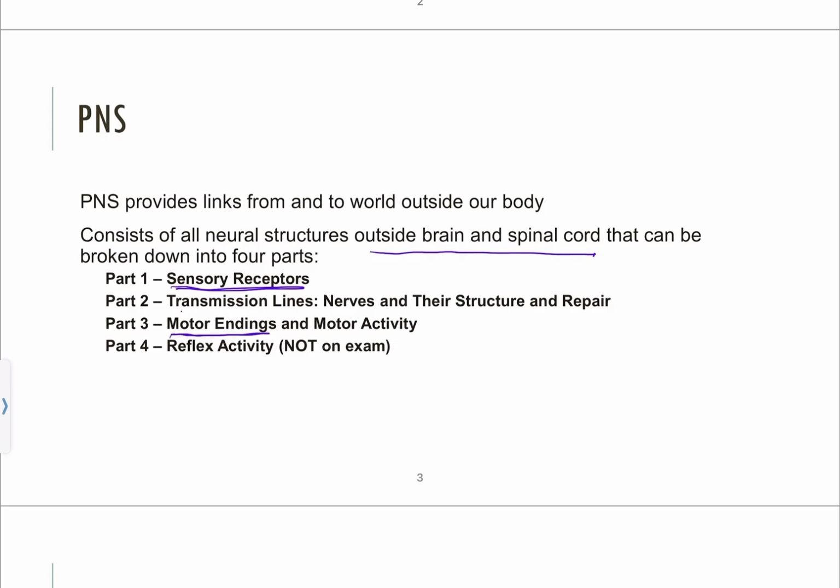And then we're going to talk a little bit about the second part, which are the transmission lines, so how we actually get that information there, so the nerves themselves, along with if we do have some damage and there is some possibility that we can repair it, how we actually go in and repair it. Part 4 in this chapter is going to be on reflex activity, which we do not cover in this course at all. So sections 13.7 through 13.9 will not be on this last lecture exam.